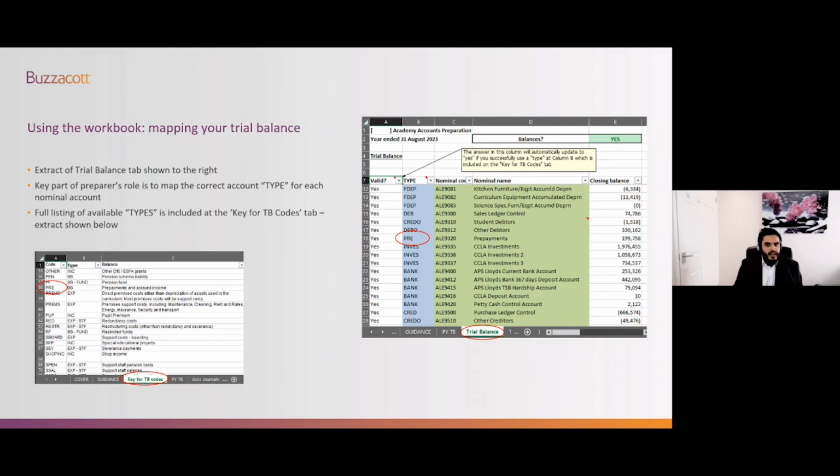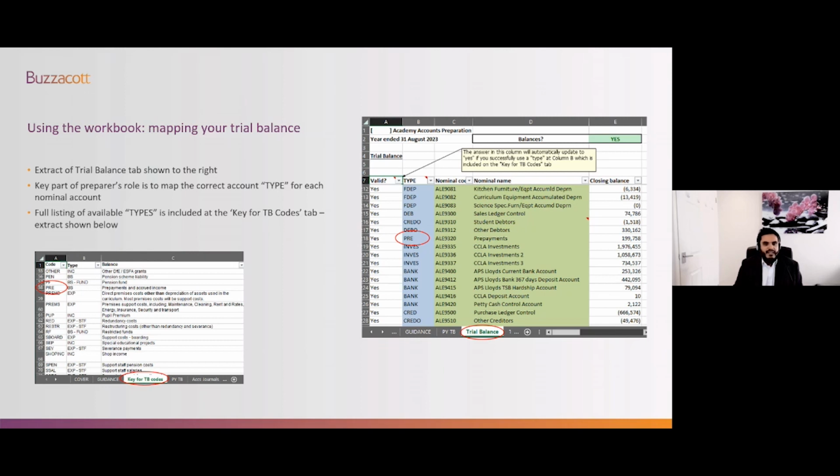For the template to work, you can only use a type that is available from a predetermined listing. There's another tab within the workbook called Key for TB codes, which contains a full list of the available types, and an extract of that tab is shown on the bottom left of the slide in front of you.